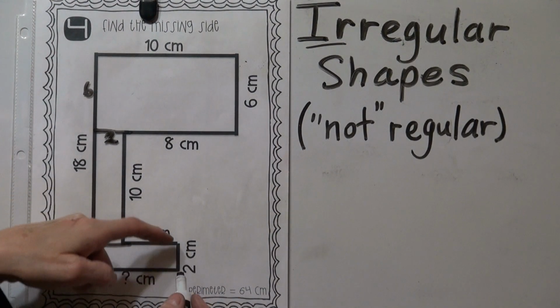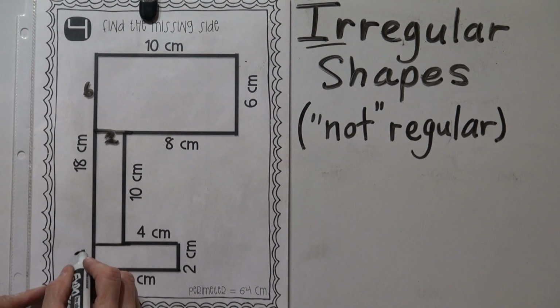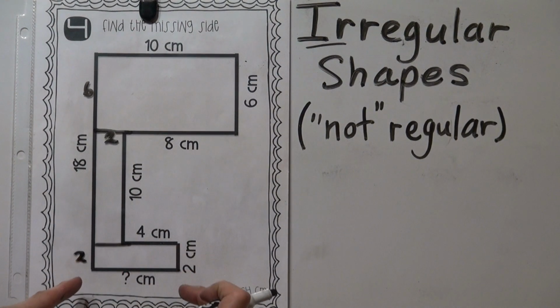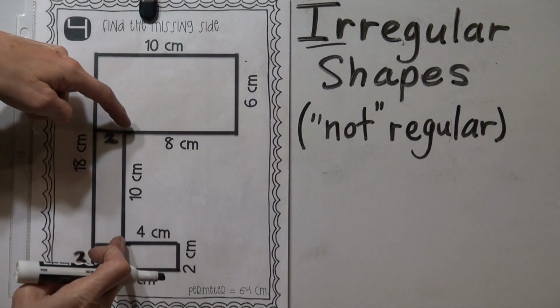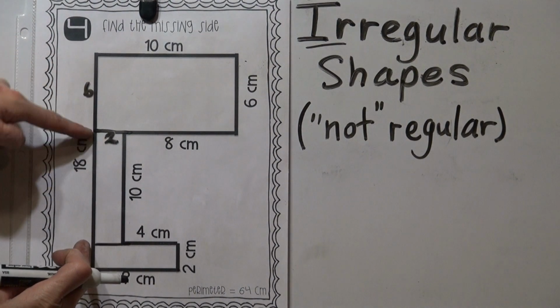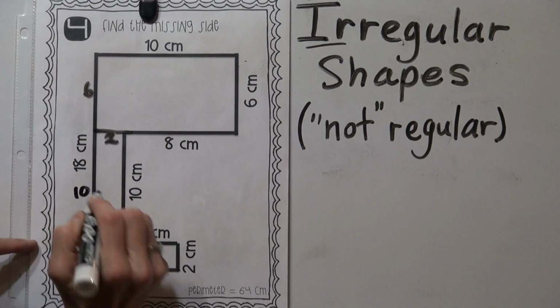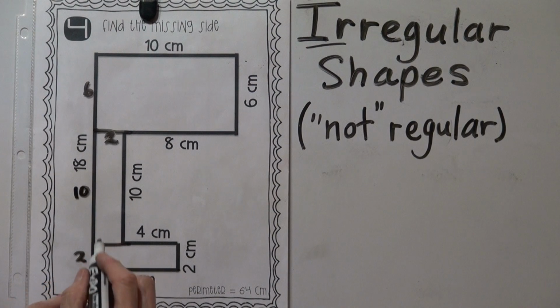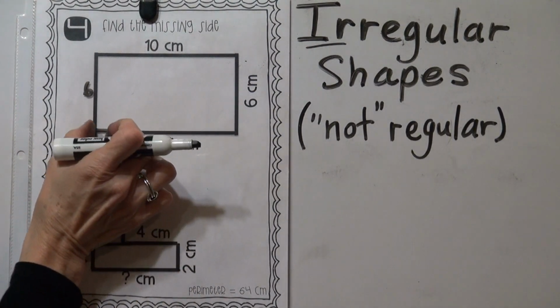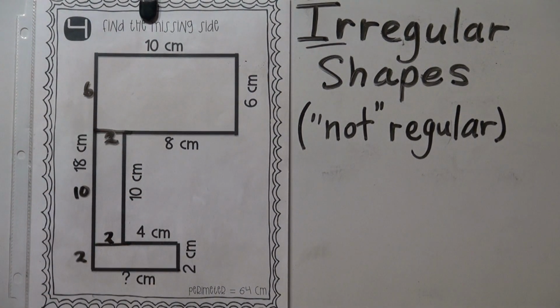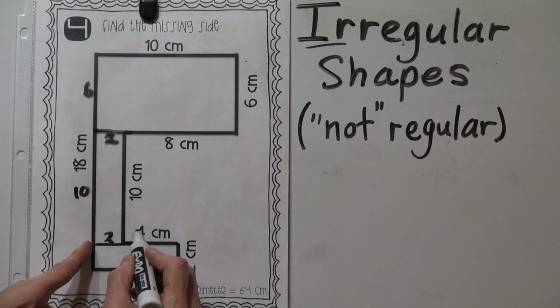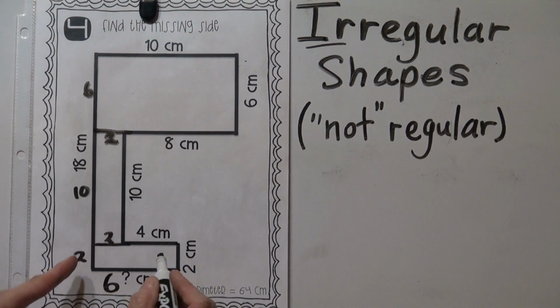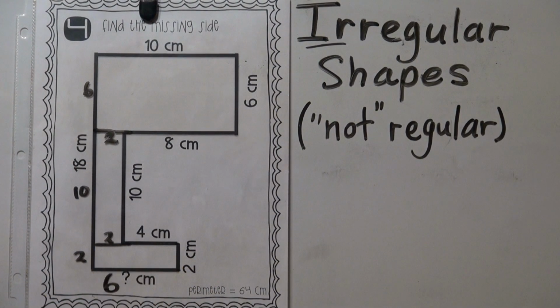Okay, let's do the easy ones first. This is 2, so this is 2, and this is 10, so this piece has to be 10. Okay, now this piece, that little 2, has to match this little 2 down here. And so now, what is our missing side? So we look here, we look here. 2 plus 4 is 6. So this should be 6 centimeters for this section, this missing side.